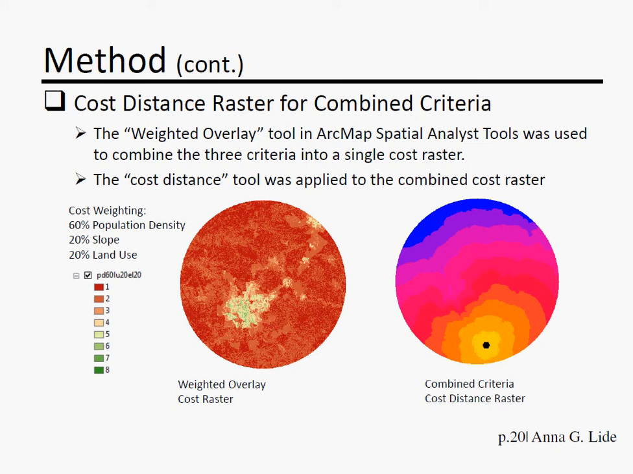60% was applied to the population density cost raster, 20% to both the slope cost raster and land cover cost raster. This weighting could be different depending on the project goals. Once the combined cost raster was developed, the cost distance raster with the assigned destination was found.